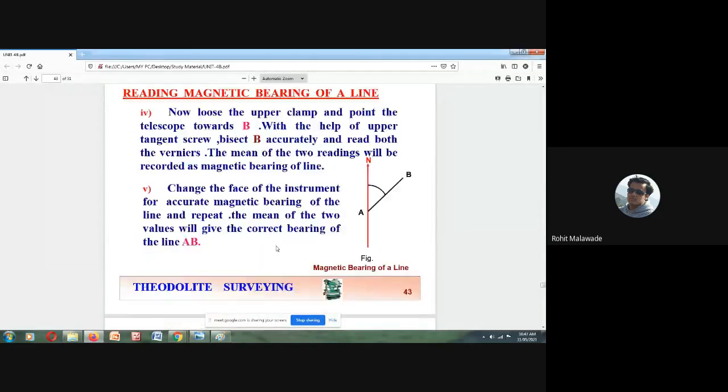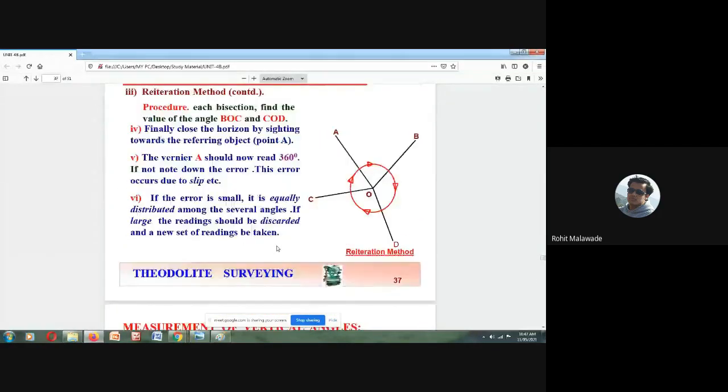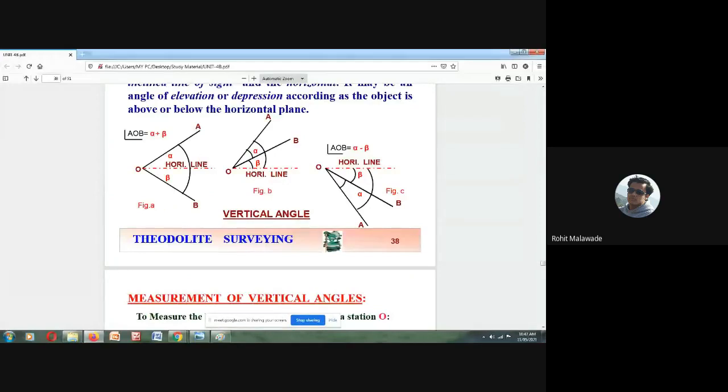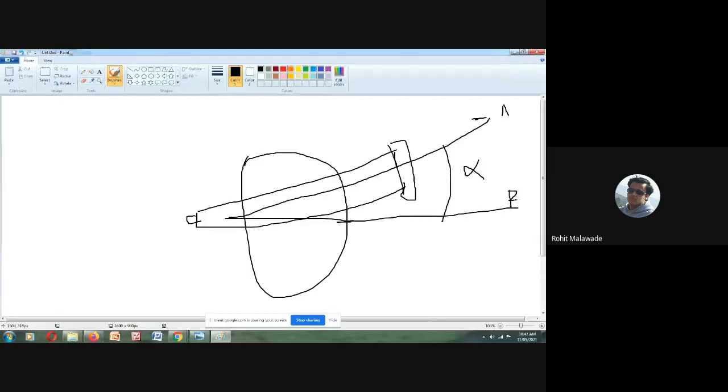I'll repeat it once again so that the various things will be clear. Now, what is a vertical angle if the two points A and B are there? This is your angle of inclination or elevation if the point A lies above the horizontal line, where the zero of your vertical scale meets the zero of the vernier. This is exactly the horizontal line of sight.